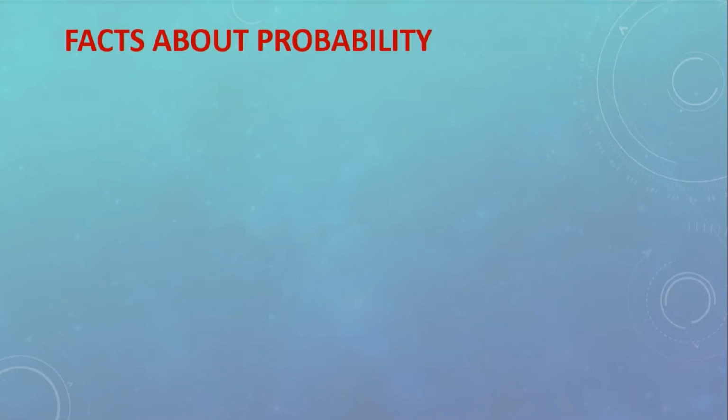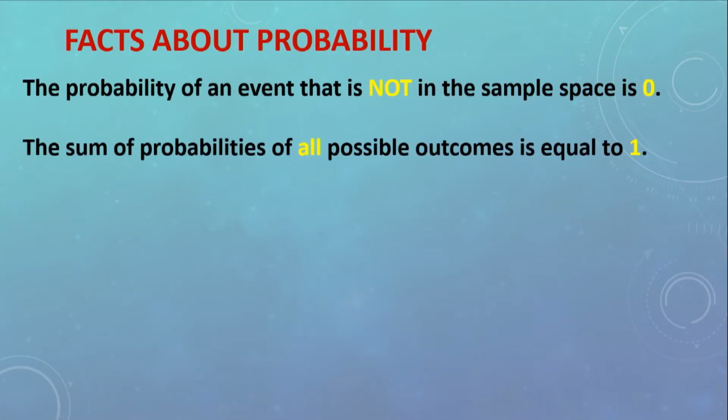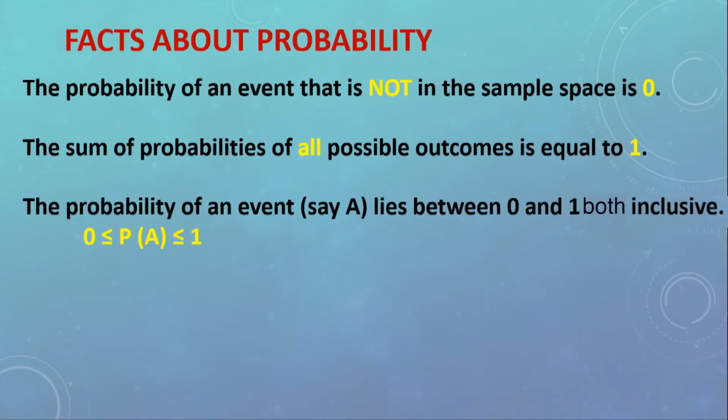So students, now I'm going to show you some facts about probability. The probability of an event that is not in the sample space is 0. The sum of probabilities of all possible outcomes is always equal to 1. The probability of an event, let's say A, always lies between 0 and 1, both inclusive.